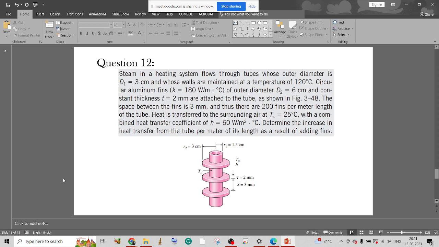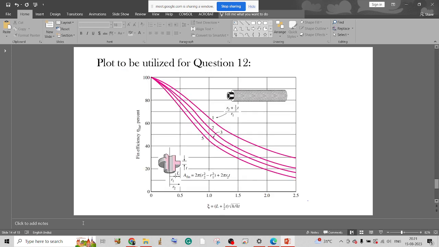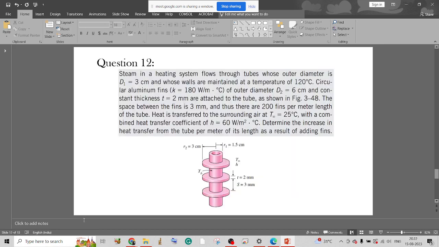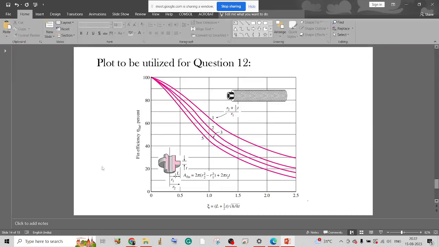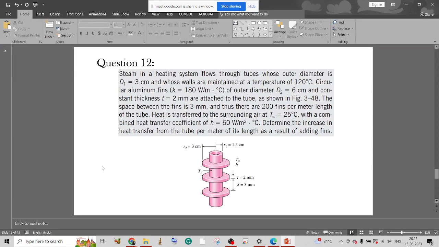So the main thing that we need to find out is, for adding fins, how much more heat loss we are able to get. And from this graph we'll be able to get the efficiency of fin. Okay, I'll open this. Whenever anyone will require the graph, you can tell me. I'll switch to the graph. That's the plot.